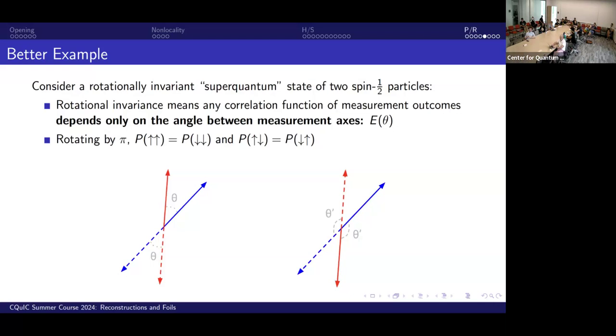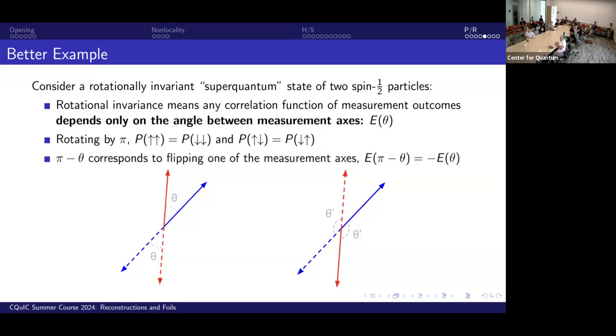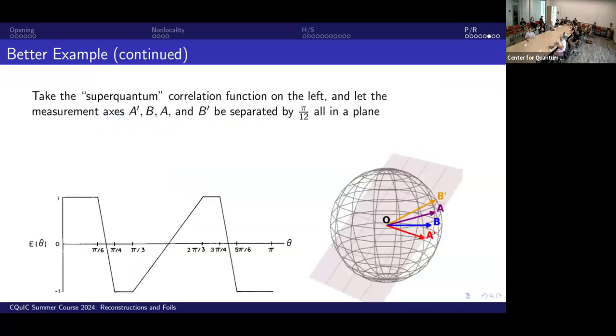Justification being this: if you consider these solid arrows to be the up direction, these dashed arrows to be the down direction, well, for the probability of up in this direction, you just change your reference frame. It should be the same as the correlation for up in these directions instead, which is down of the original directions. The same argument applies for this case up here as well. Then you have this other idea that if you consider the angle pi minus theta instead, this just corresponds to flipping one of the measurement axes.